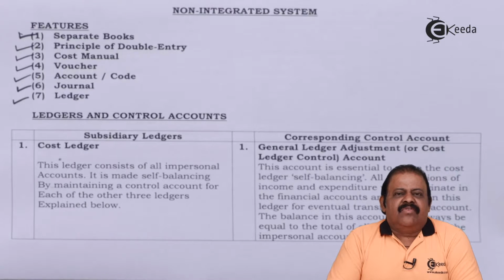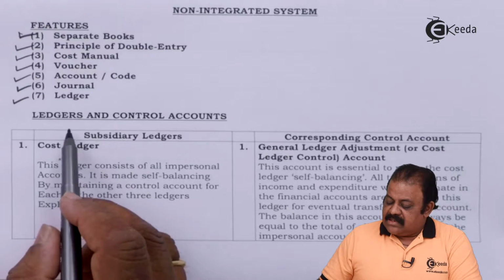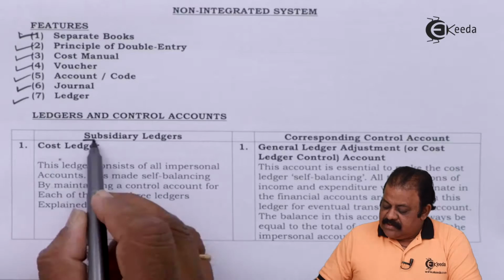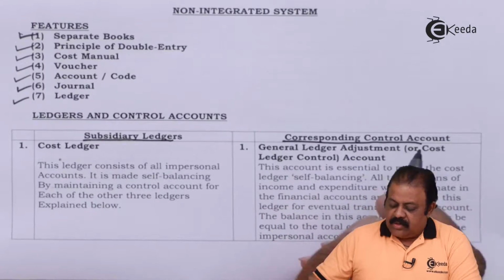Based on the cost journal, we prepare the cost ledger so that we can have a summary of the transactions and prepare a trial balance, and also find out profit or loss by preparing the costing profit and loss account. We can now discuss ledgers and control accounts, subsidiary ledgers and corresponding control accounts.